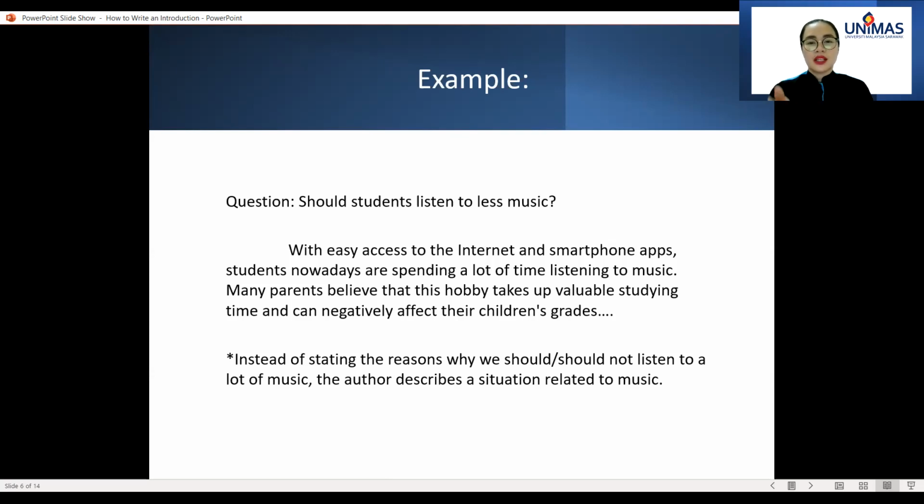Okay, look at the way the author of this example writes the general statement. Instead of stating the reason why we should or should not listen to a lot of music, the author described the situation nowadays related to music. For example, with easy access to internet and smartphone apps, students nowadays are spending a lot of time listening to music. So basically, the author is just giving you the general situation nowadays. The author did not tell you whether you should or should not listen to music.